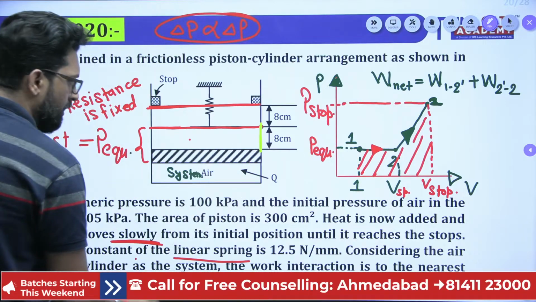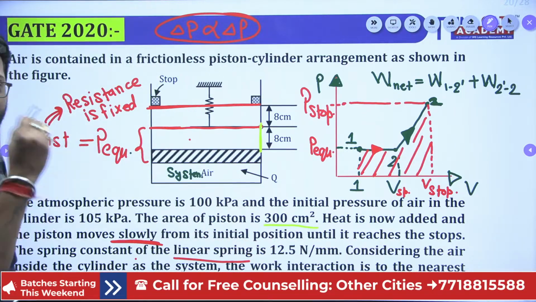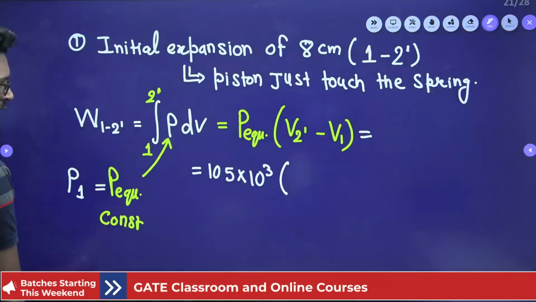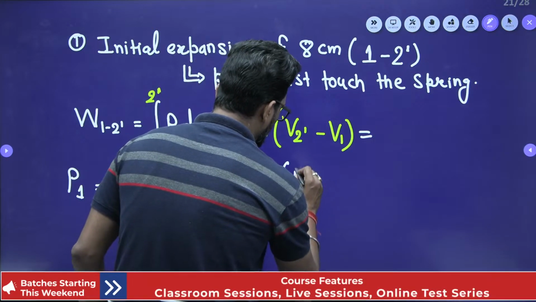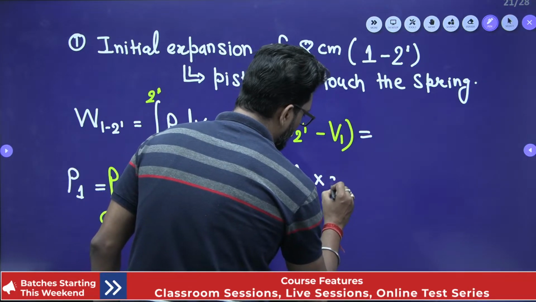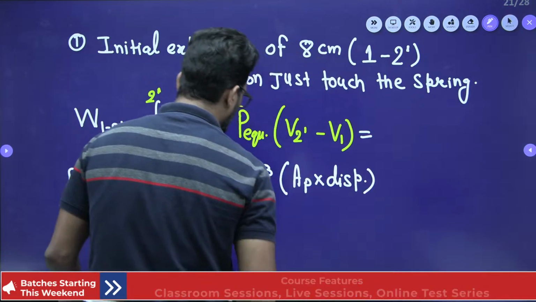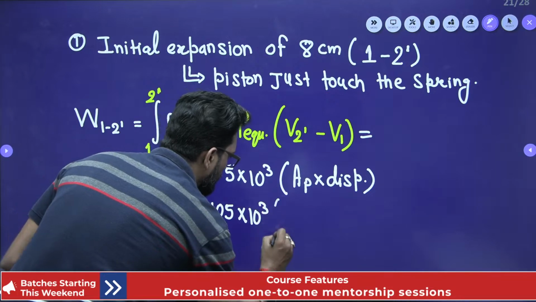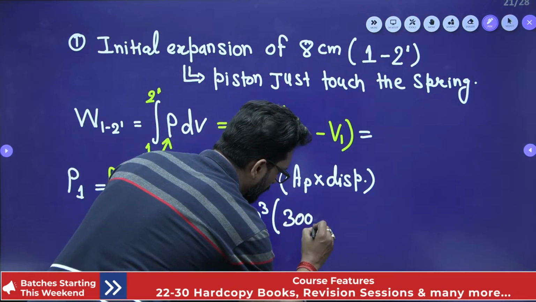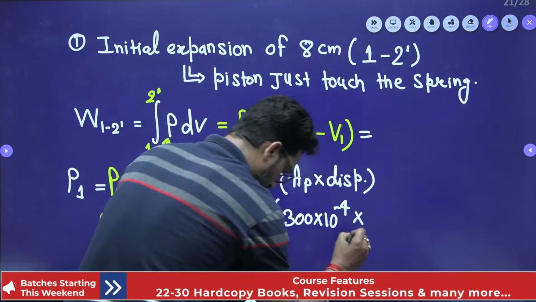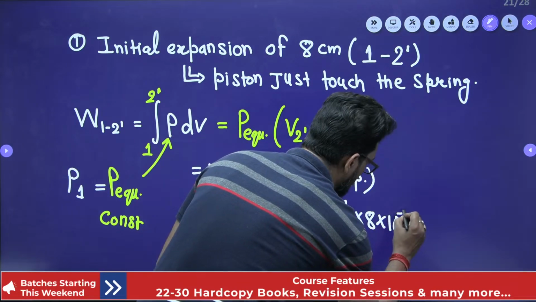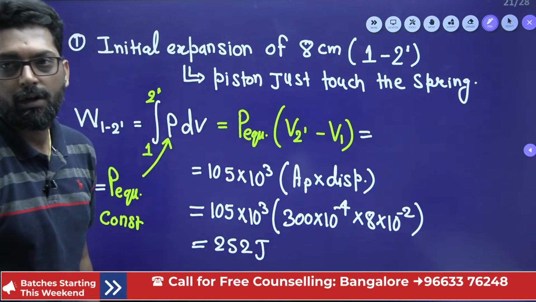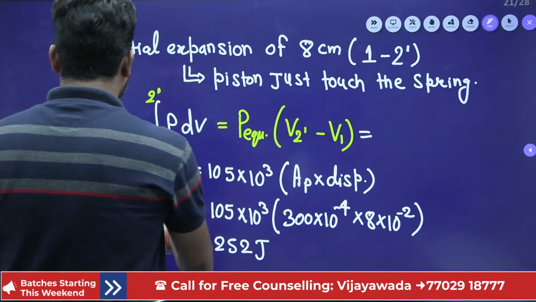8. Okay. So piston area is given, and displacement is given. So this is your volume, area of piston into displacement. Yes or not? So if you put 105 cross 10 to the power 3, the area of the piston 300 cross 10 to the power minus 4, into the displacement 8 cross 10 to the power minus 2. If you solve this one, this is your 252 joule. Okay, 252 joule.